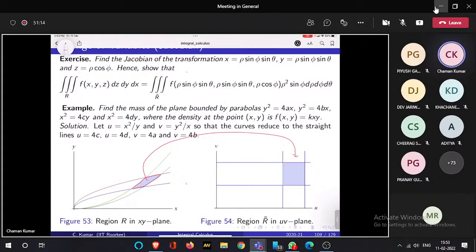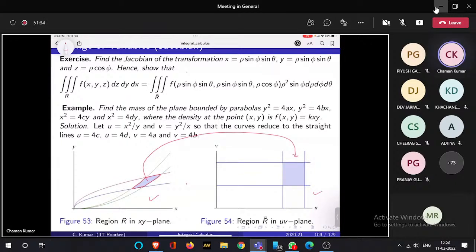Fine. So, integrating over a rectangle, which one is easier? Integrating over this region or integrating over a rectangle? Which one is easier? Obviously, integrating over a rectangle is easier. But then you have to be careful when you make this transformation.